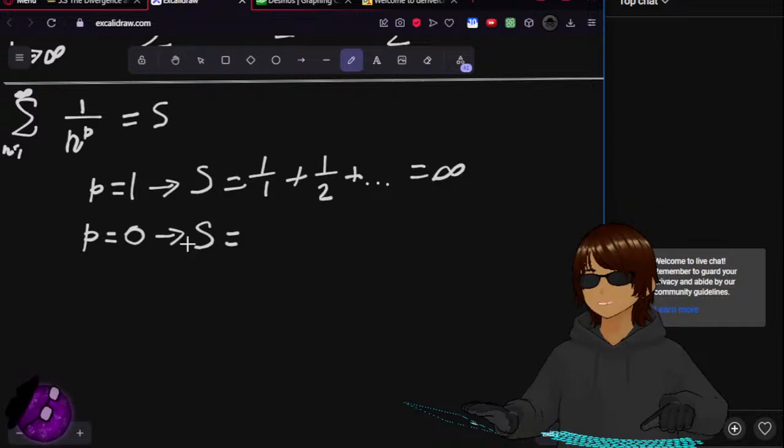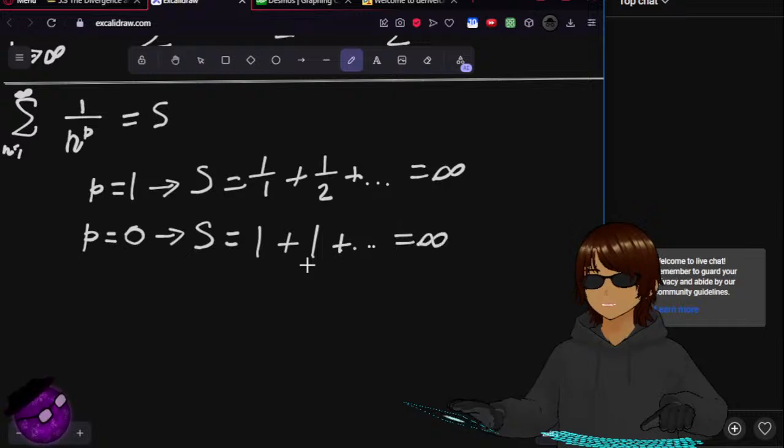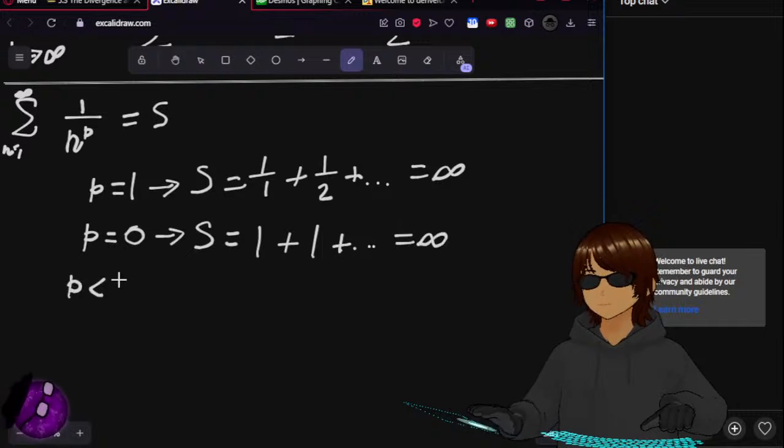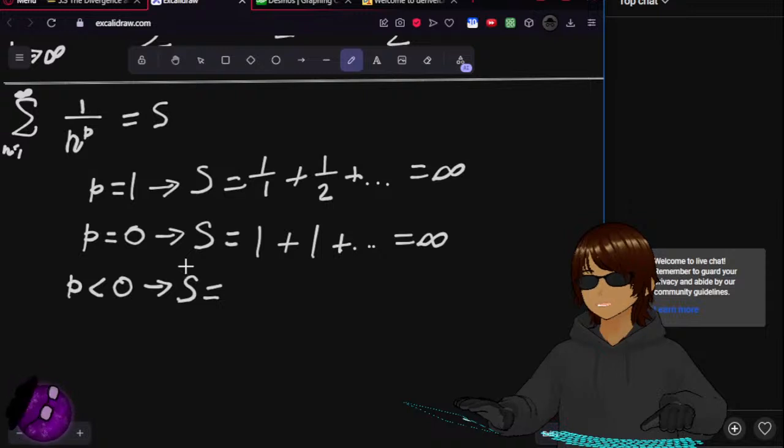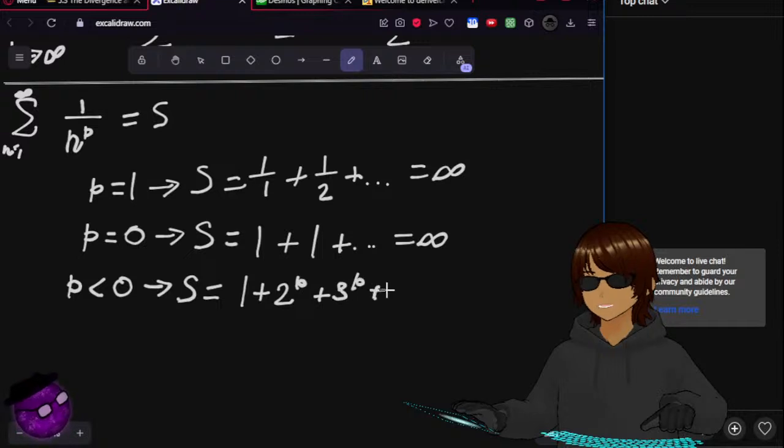When p is 0, then the sum is 1 over n to the power of 0. Anything to the power of 0 is 1. This diverges. If p is less than 0, then with negative p, this will become n to the power of p. So 1 plus 2 to the power of p plus 3 to the power of p and so on. It is going to diverge.